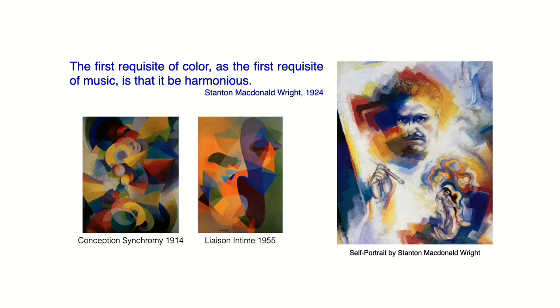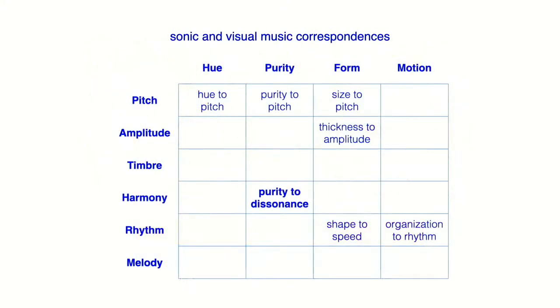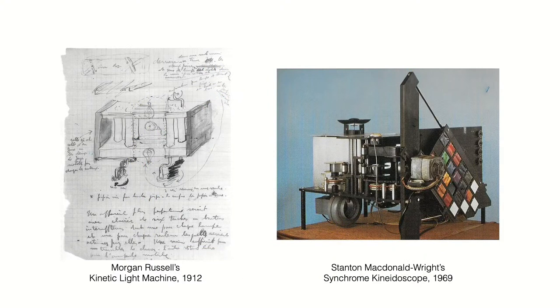In his treatise on color, MacDonald Wright focused on identifying dissonant and harmonious color combinations. He also identified a relationship between color purity and musical dissonance. Both synchromists experimented over several decades with machines for manipulating light directly.